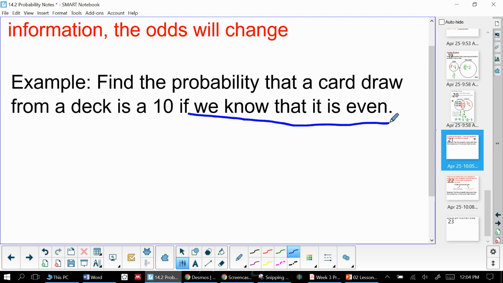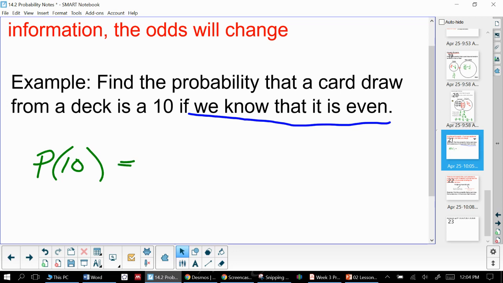We know that the card is even. So that doesn't change the number on top in this case. So if I'm finding this probability that it's a 10, I'm thinking about how many different 10s do I have? Well, there's 4 10s. The fact that it's even didn't change that. But when I look at the bottom of this fraction now, that does get changed. Because we know that this card is even, there's no longer 52 cards.